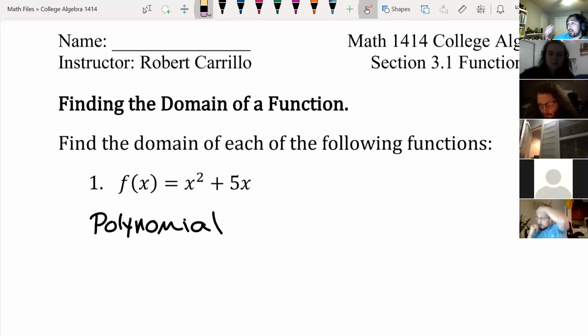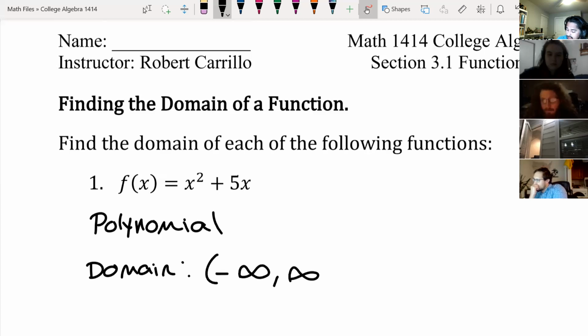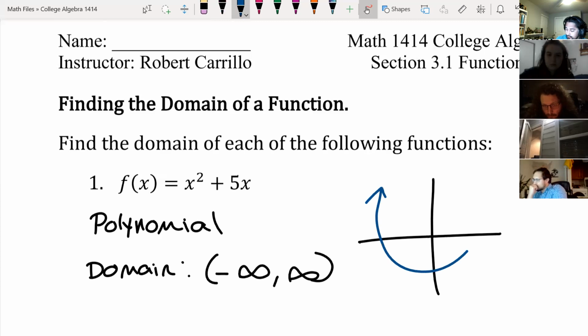Okay. And if this is a polynomial function, then the domain of any polynomial function is always going to be the set of all real numbers, no matter what. So our domain of a polynomial function is going to be from negative infinity to infinity. And the way to see that is, well, if I were to graph this function, x squared plus 5x probably looks something like this. Maybe a little off, but close enough.